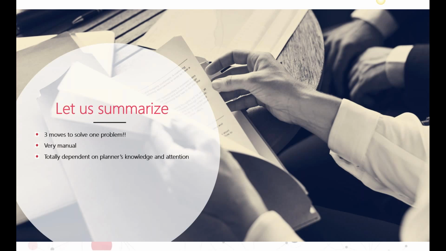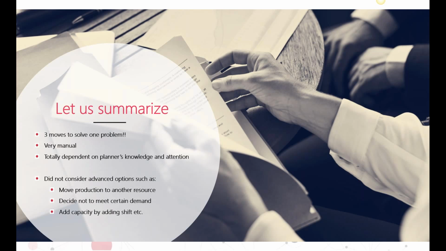Now, imagine this situation where you had to consider even advanced options, such as there were two packaging lines and you wanted to move production from one resource to another. That would require a lot more thinking. If you had to decide that there's no way you could meet all that demand, you would have to decide which demand you were not going to meet in that sequence. If you had to add capacity, let's say that was an option, that you could add a shift, where would you add it? Where would you not add it? So these are some advanced options that we did not even consider in our example.